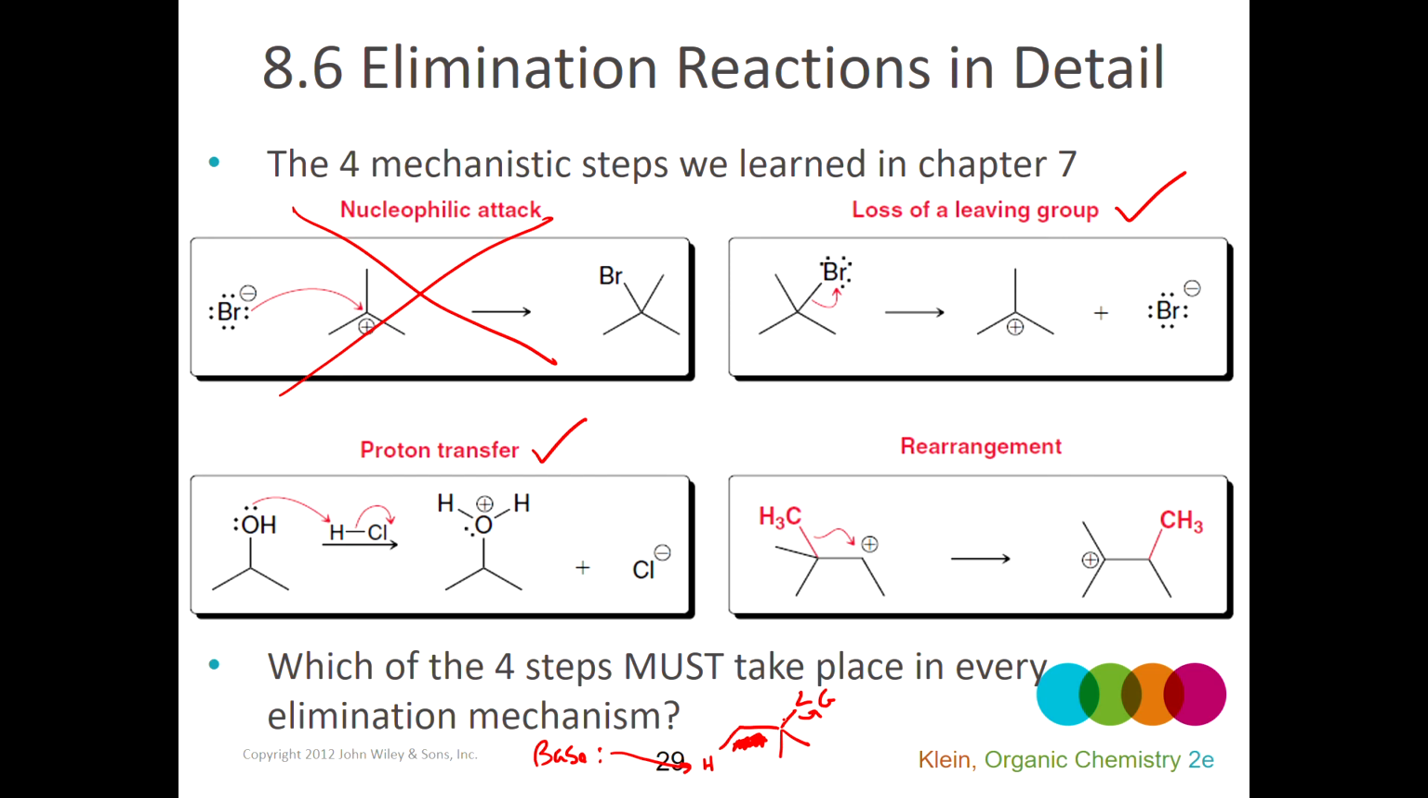It might produce a carbocation, and then there could be the possibility of a carbocation rearrangement before the base comes in and picks off the proton. Right, so there's going to be 2 different mechanisms, just like there were SN1 and SN2 in Chapter 7. Here we have E1 and E2. In one of those mechanisms, everything happens at once. In the other mechanism, the leaving group leaves first, and then the base comes in a second step.